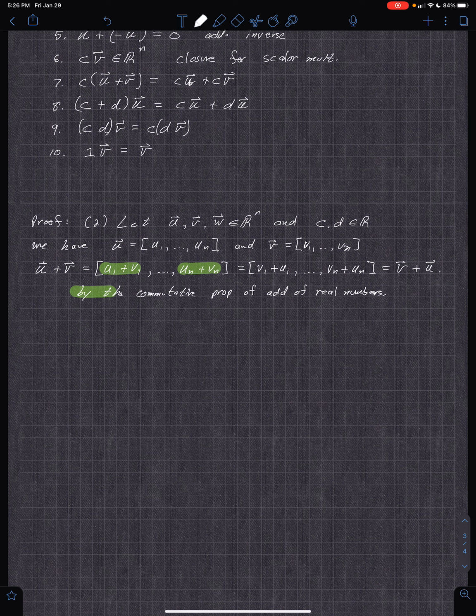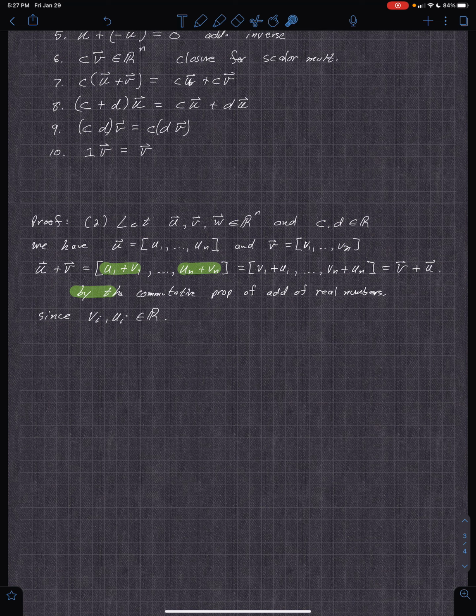Normally you just say something like this, and that's what I have in my notes: since v_i, u_i are reals. In other words, we're just pointing out that within the sum, those are real numbers, and then it's basically implied you get the commutative property of real numbers.